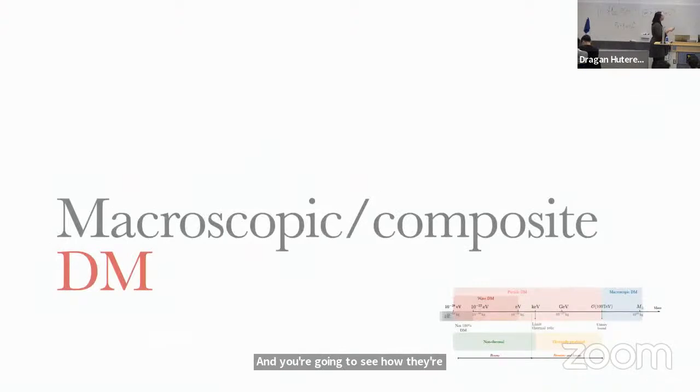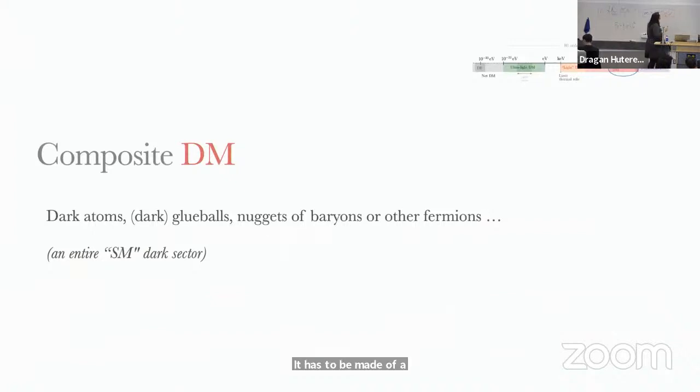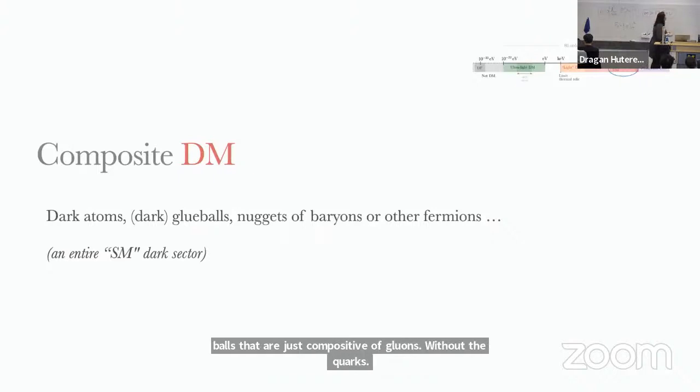Okay, so this is particle dark matter. I want to go to higher masses. Can I have dark matter candidates that have higher masses? If I go to higher masses than this, I need to have macroscopic or composite dark matter models. So dark matter cannot be one elementary particle anymore. It has to be made of a composite of something. And here are some examples of composite dark matter. For example, you have dark atoms. You have those dark glueballs that are just composites of gluons without the quarks. It's just a bunch of gluons glued together.